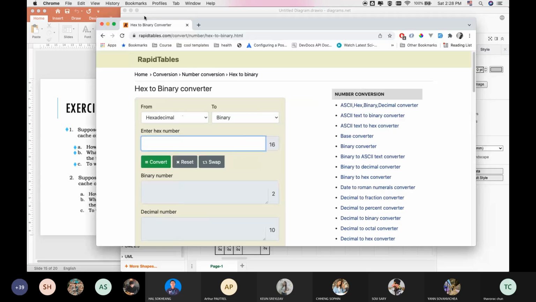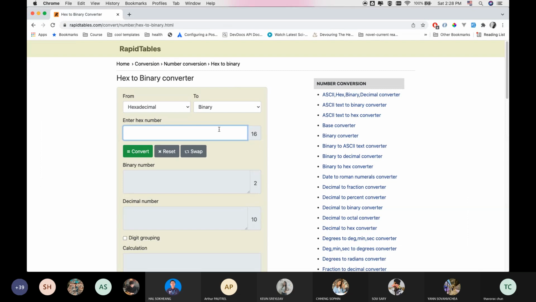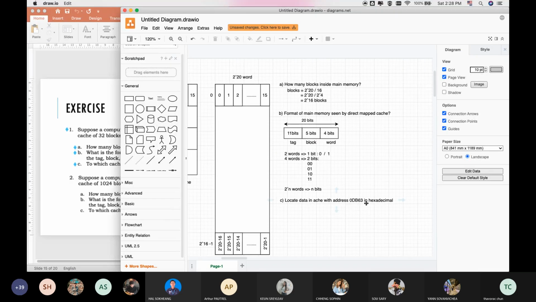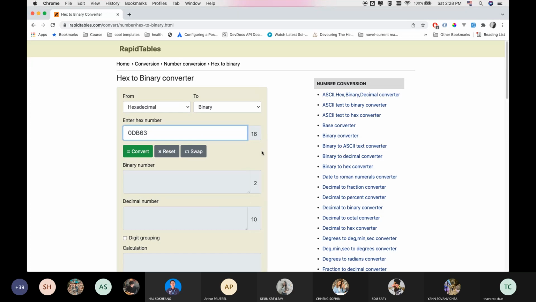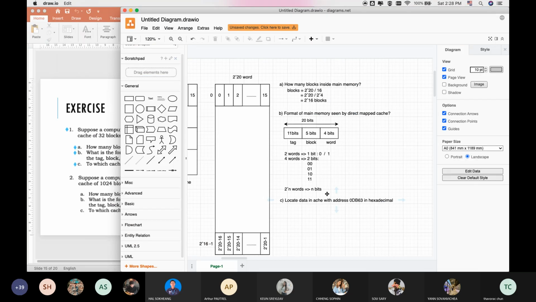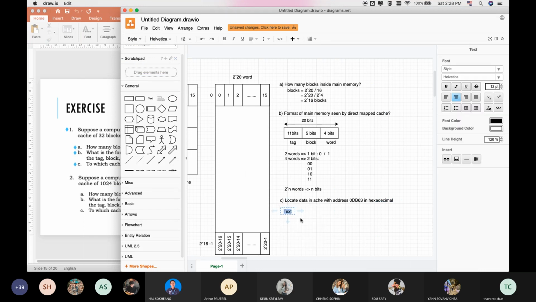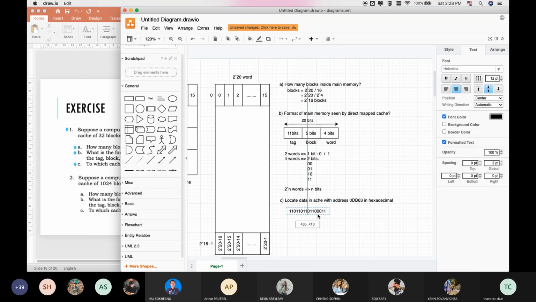Here, I found this tool. You can use your calculator as well. It's simple. Input the value 0DB63 in hexadecimal, convert it into binary, and you get a value here, right? Copy it and place it back here. So here is the binary representation of 0DB63 in hexadecimal.